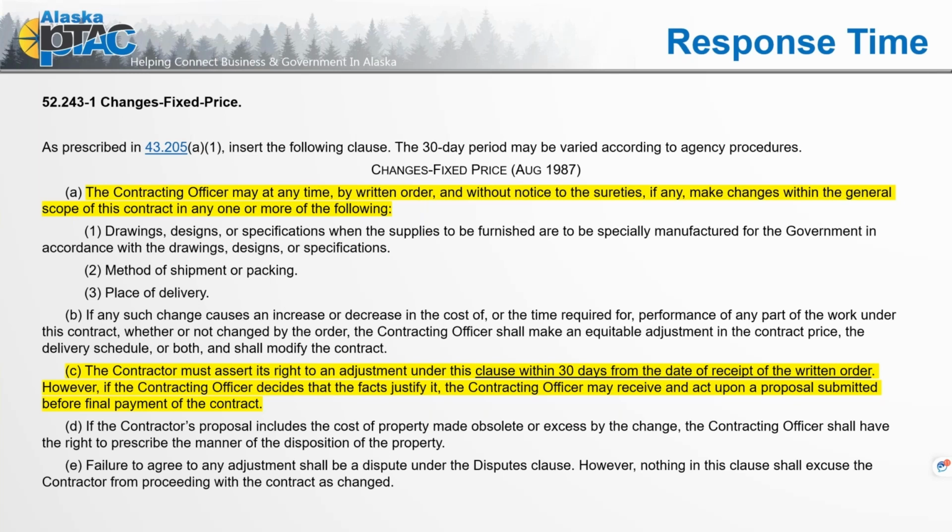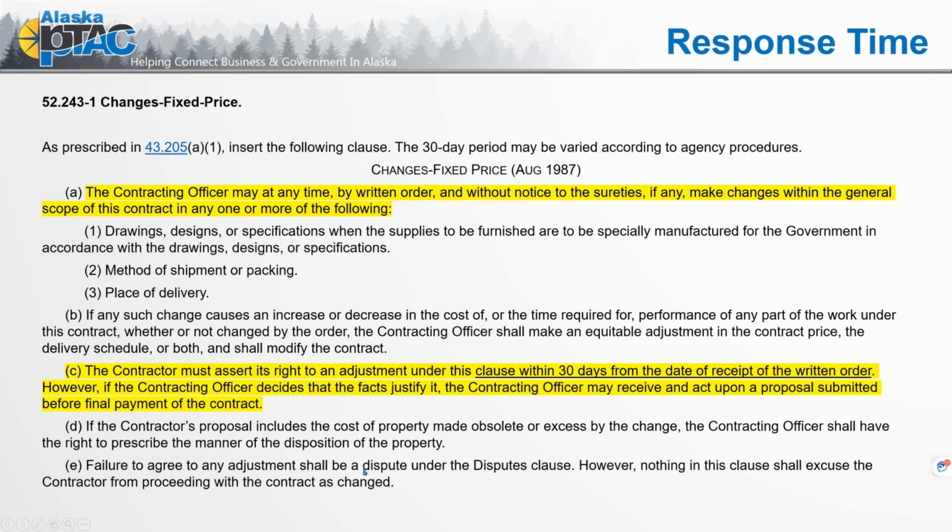C, the contractor must assert its right to an adjustment under this clause within 30 days from the date of receipt of the written order. However, if the contracting officer decides that the facts justify it, the contracting officer may receive and act upon a proposal submitted before final payment of the contract. Okay, we're building up some methodology for when we get into those requests for equitable adjustment. And of course, we have D and E. The contractor proposal includes costs made obsolete or in excess by the change. Now we talk about what to do for disposition of property or decrease.